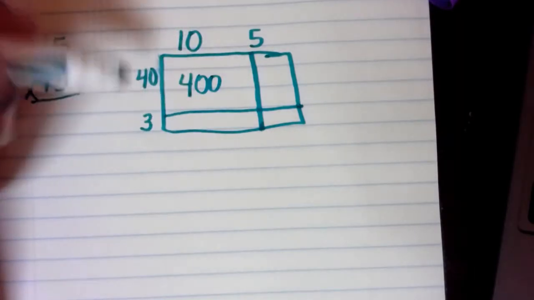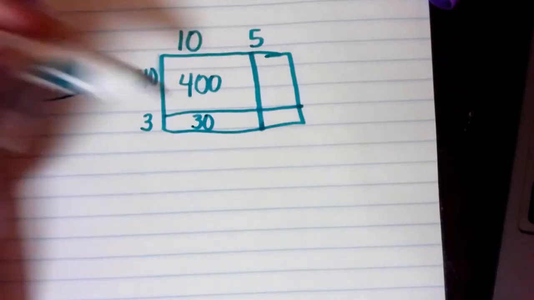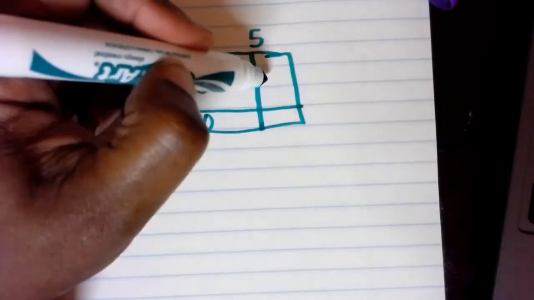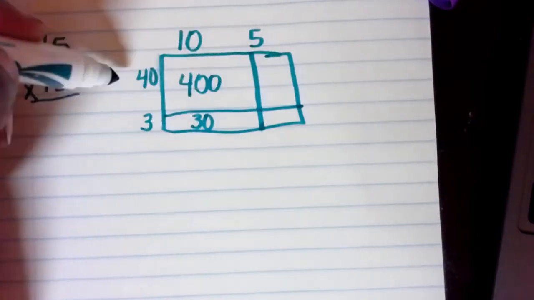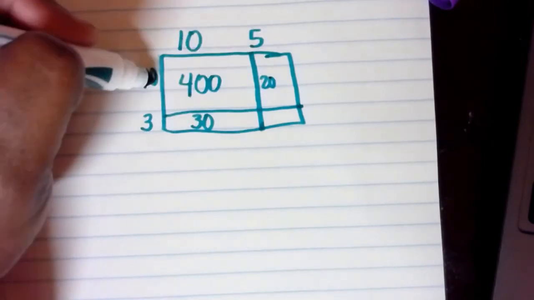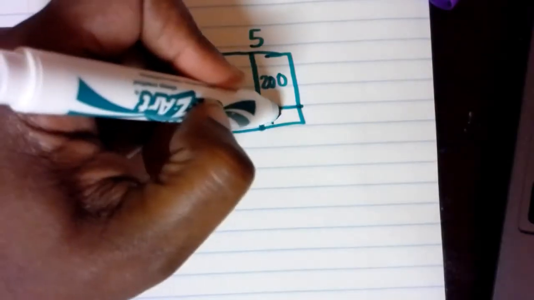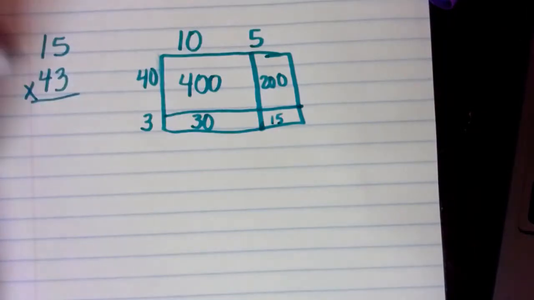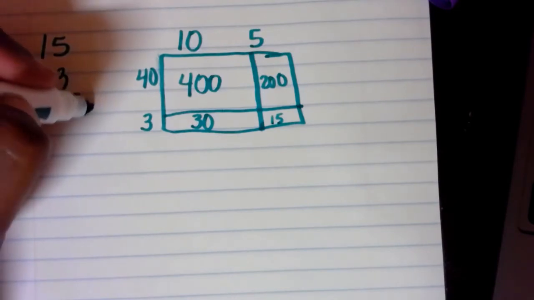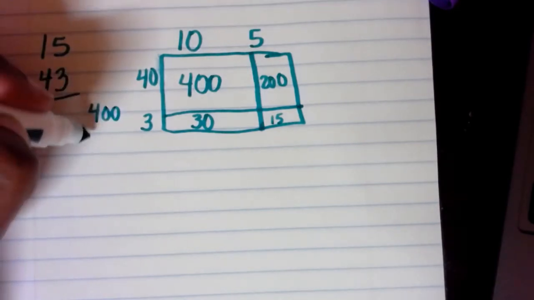10 times 3 is 30. 4 times 5, this is the column of 5, but the row of 40. 4 times 5 is 20, and then I have an extra 0 for the 40. 3 times 5 is 15. In this case, I need to go over here and write down all of my pieces and add them up.